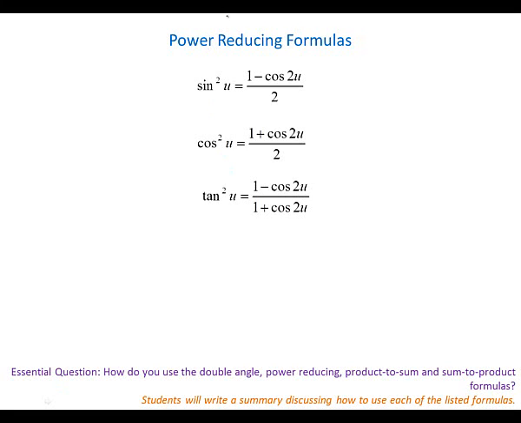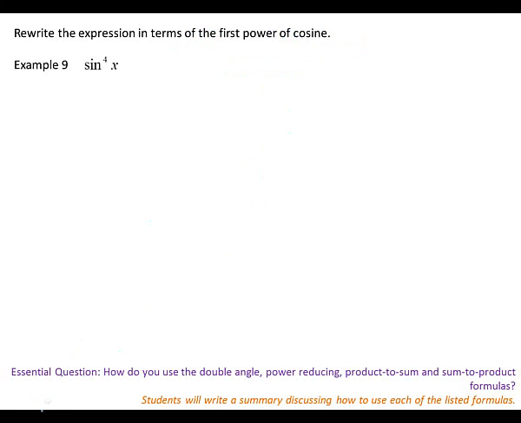They're all very similar, aren't they? One of them has a minus, one of them has a plus, one of them has the minus over the plus, okay? You're going to use the one that applies. You know you're going to use power reducing because you're in something squared and you need to get that power out of there, okay? It says rewrite, so these are what the typical instructions look like. Rewrite the expression in terms of the first power of cosine, okay?